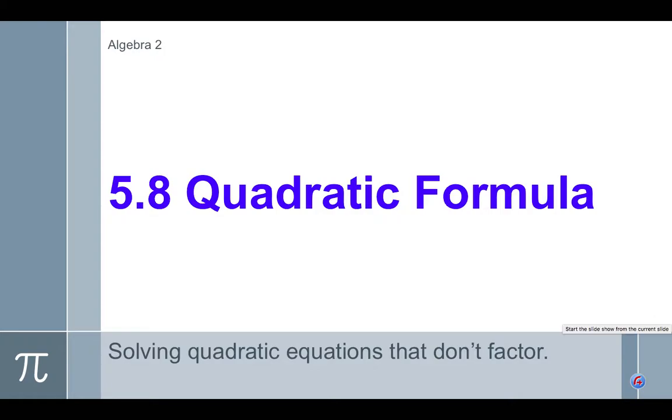Okay, welcome, ladies and gentlemen, to our last new section from Chapter 5. We're going to be dealing with what's called the quadratic formula. Essentially, it's a way to solve quadratic equations that don't factor.